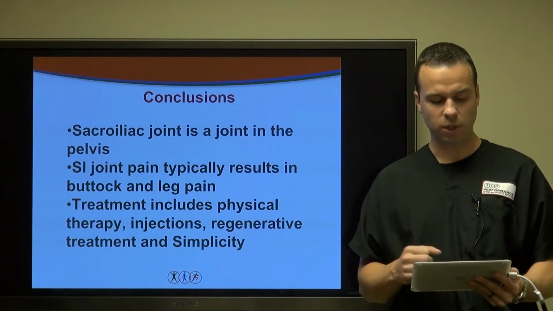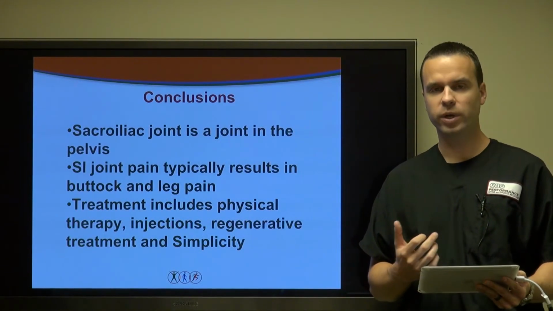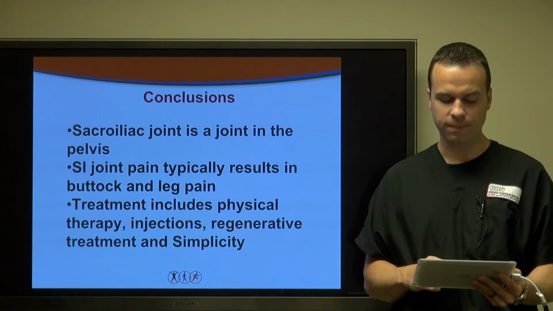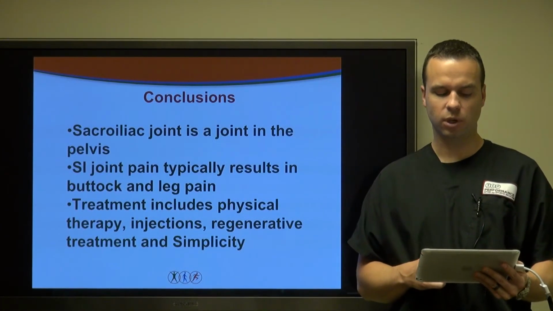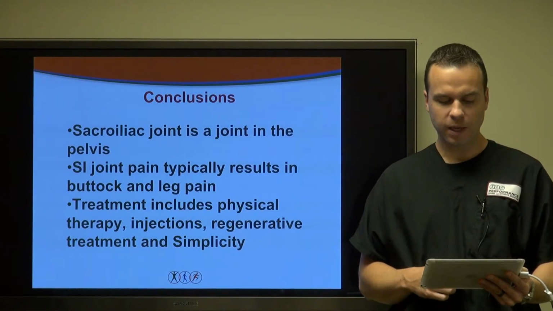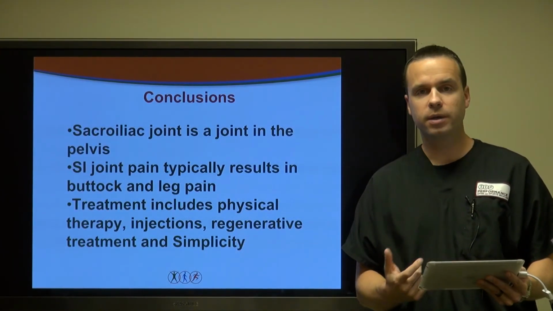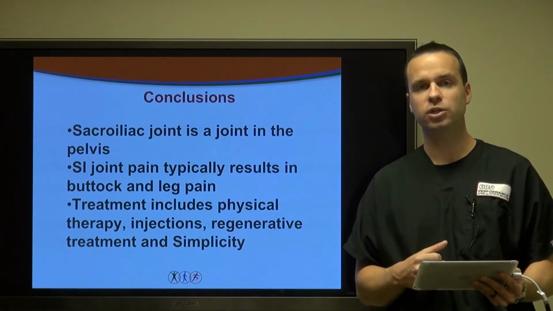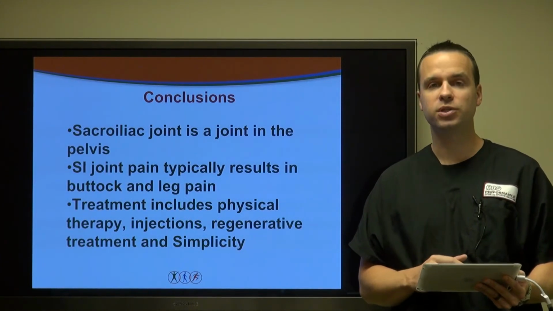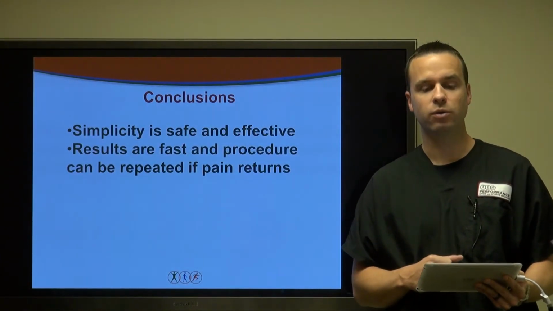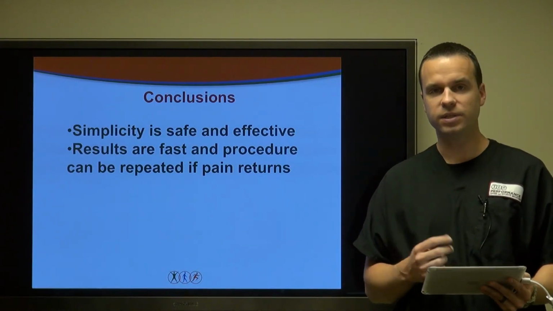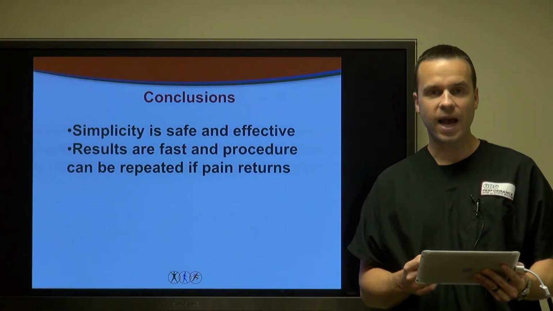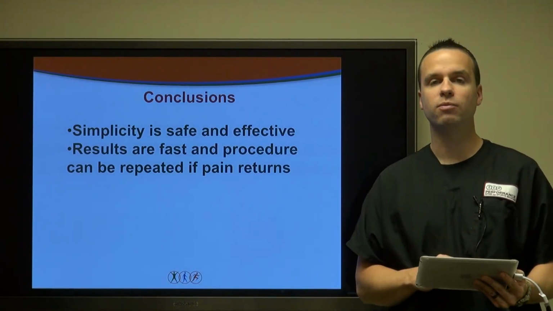So to wrap things up, in conclusion, the sacroiliac joint is a joint within the pelvis made up of the sacrum and the ilium. You have one on either side of the body. Sacroiliac joint pain typically results in buttock and leg pain. The treatments may include physical therapy, chiropractic care, acupuncture, injections of cortisone or regenerative injection therapy, and simplicity or radiofrequency treatments of the sacroiliac joint. Simplicity is a safe and effective treatment for sacroiliac joint pain, and the results are fast. The procedure can be repeated if pain returns.